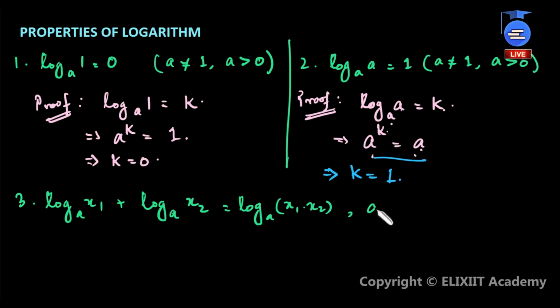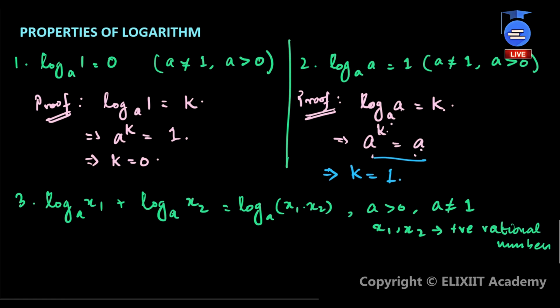Obviously, same thing, a will be greater than 0, a not equal to 1. And what are x1, x2? x1 and x2 are positive rational numbers. So log x1 base a plus log x2 base a is equal to log x1 into x2 base a. This is known as the product rule.